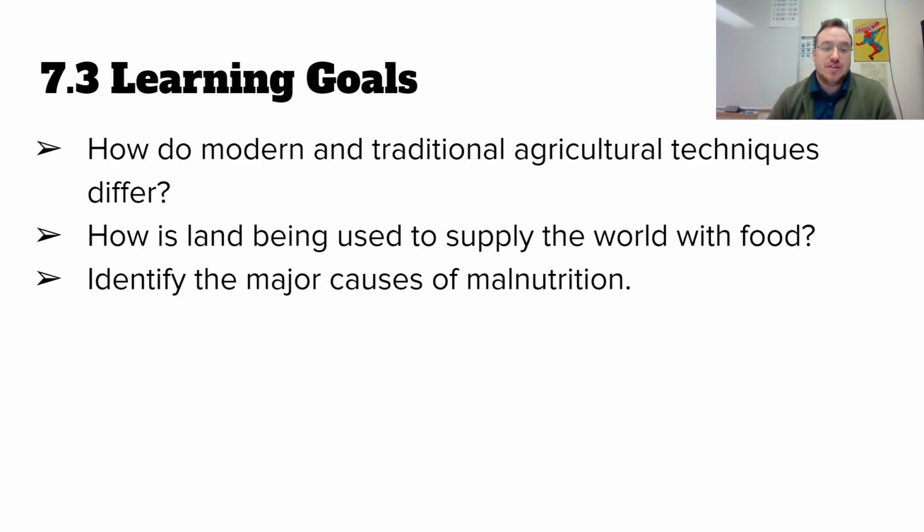This is the third lesson in my seventh unit for environmental science. So, we're going to continue talking about land use and growing food and using it to feed the globe, not just the local populations. And so, today we're going to talk about how modern and traditional techniques are different and some of the hallmarks of each of them. And then we're going to talk mainly about malnutrition and its causes and some of the problems that happen therein.